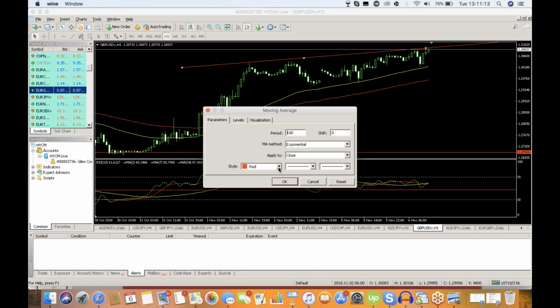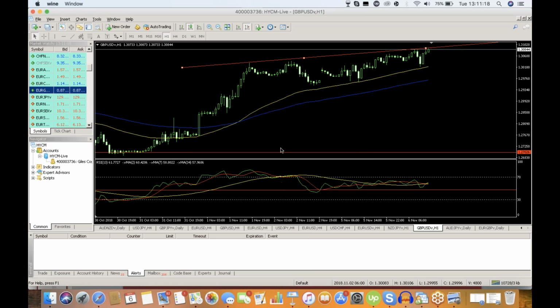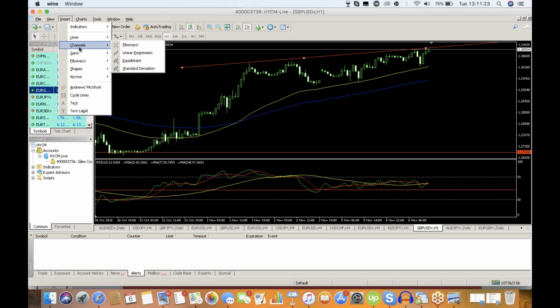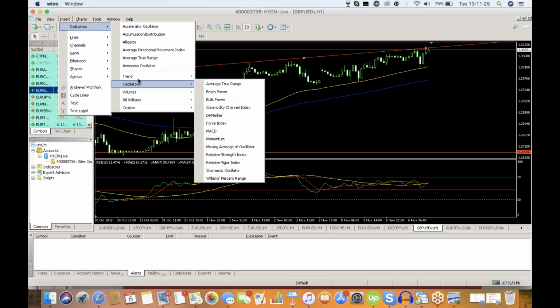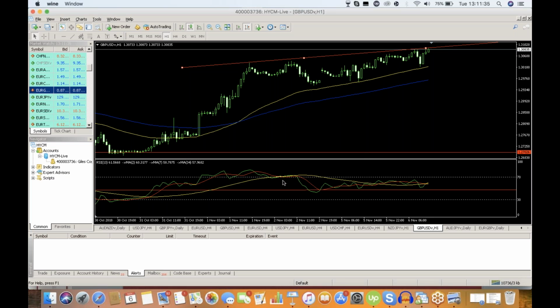Actually, I use that as blue. So the 100 exponential moving average is blue, and I'm going to put my third moving average in, and that is the 200 exponential moving average, applies to the close, and it's a red. So there we have all of my moving averages on the chart.